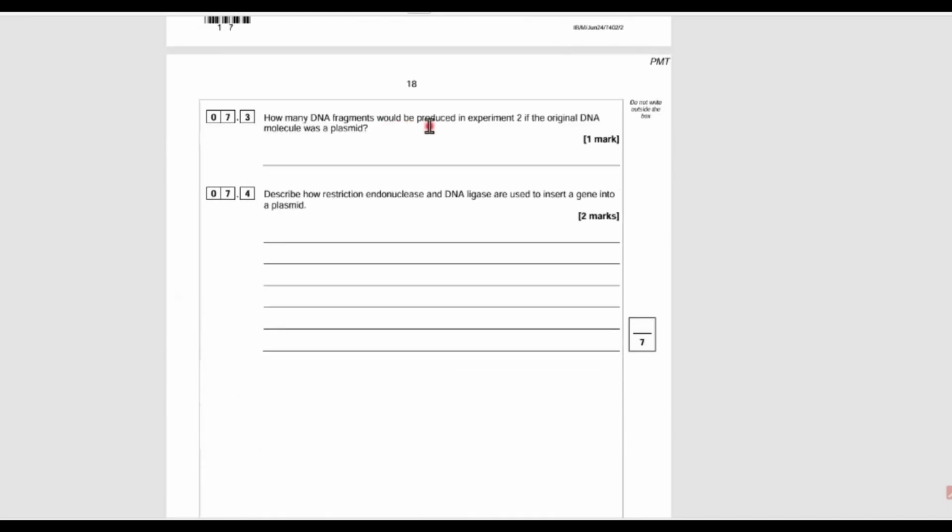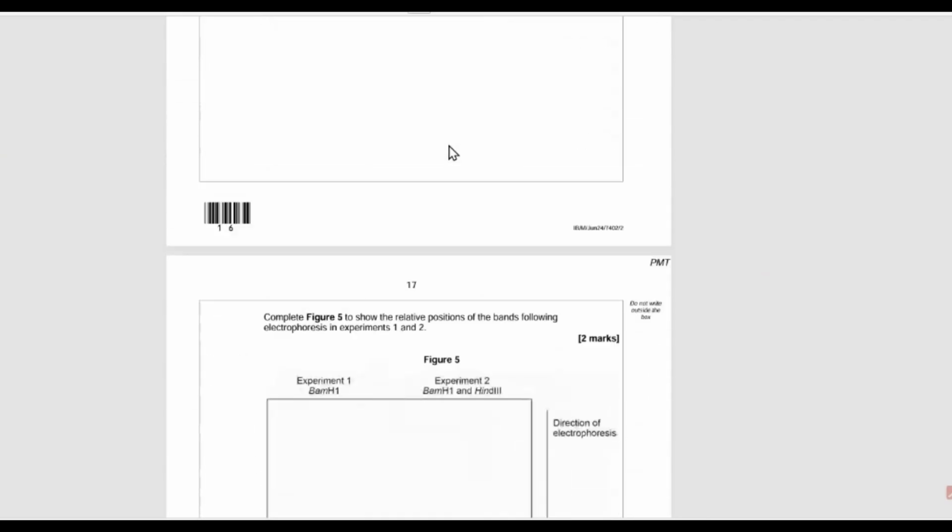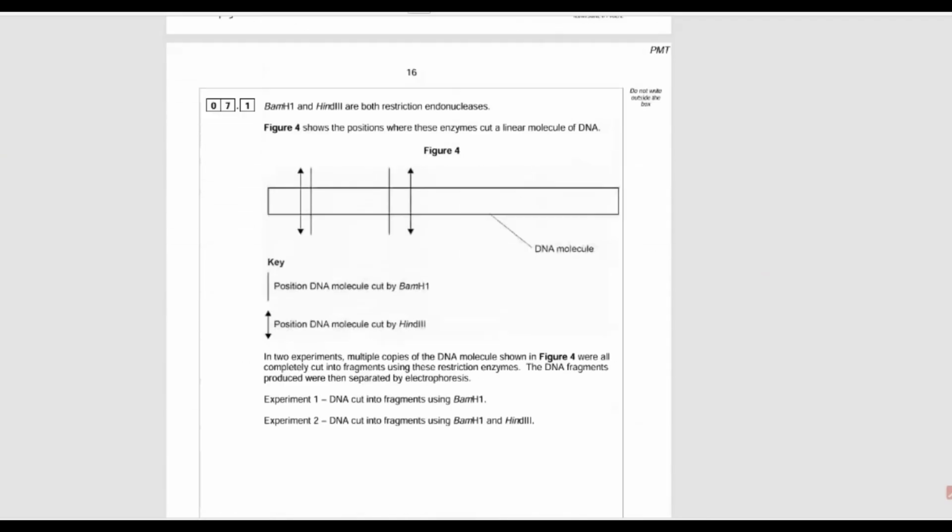Right, 7.3, how many DNA fragments would be produced in experiment 2 if the original DNA molecule was a plasmid? So we're going to go back and then describe how the restriction endonuclease and the DNA ligase are used to insert a gene into a plasmid. So how do you use those two enzymes to insert a gene? Pause the video, have a go. Well, I'm going to go through the answers. You might have already had a go at this one. You can see this is really from experiment 2. There are 5 fragments when you used all the enzymes.